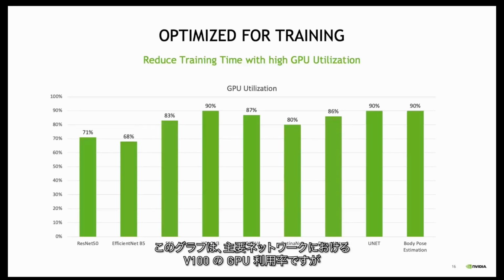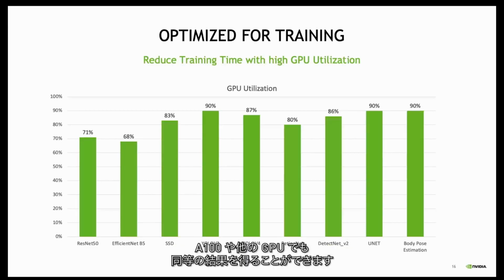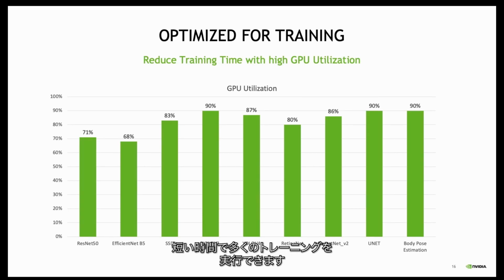Here are a few GPU utilization numbers for a few of our popular networks on V100. But you can also get comparable numbers on an A100 or any other GPU. We can achieve at least 70% or higher on most of the networks, and for some, we approach close to 90%. This means that if you train with TAO, you're guaranteed that you'll be able to train your network in the most efficient way possible. You'll be able to train more in less amount of time.